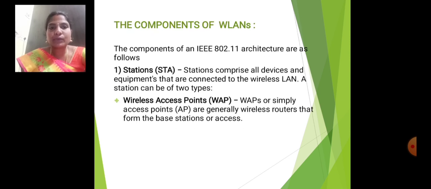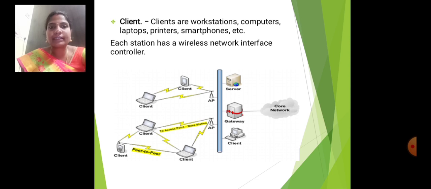The components of WLANs are listed as follows. The first component is stations, called STA. Station comprises all devices and equipment that are connected to the wireless LAN. Stations can be of two types: wireless access points, called WAP, and client. WAP or simply access points are generally wireless routers that form the basic stations or access. Next come clients. Clients are workstations, computers, laptops, printers, smartphones. Any of the devices receiving signal and working on the network is called a client.